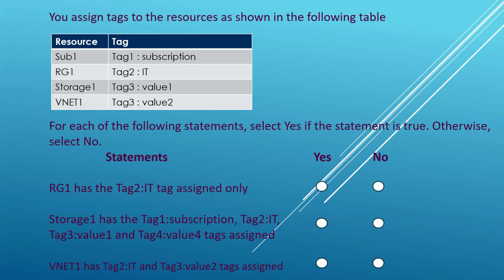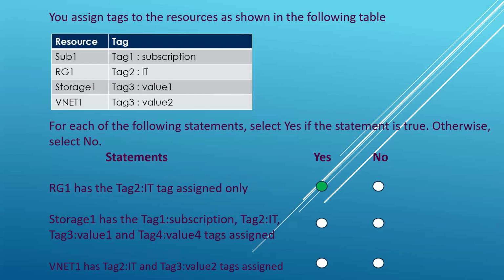For each of the following statements, you need to select yes if the statement is true, otherwise select no. Your first statement is: RG1 has the tag2: IT tag assigned only. Based on the policy definition, to append a tag and its value to resources, this statement will be true, as here we are talking about tags on a resource group. So there will be no change to the tags assigned to RG1.